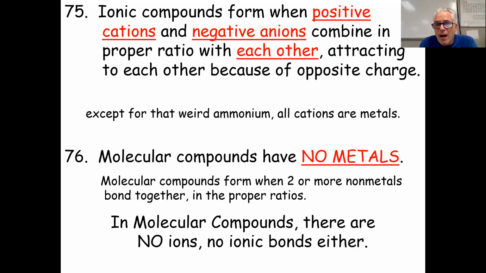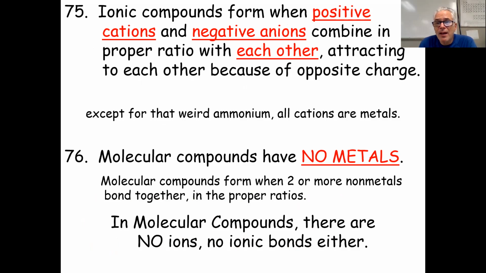Ionic compounds form when positive cations and negative anions combine in a proper ratio with each other, and the attraction is because of opposite charge. Except for the weird ammonium, that's a table E polyatomic, which is NH4 +1. Every single cation is a metal. Ammonium is our lone example of an exception to that rule.